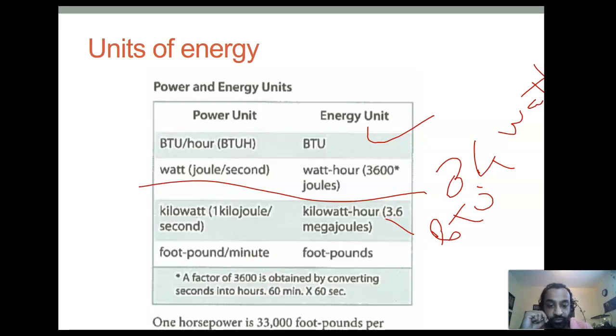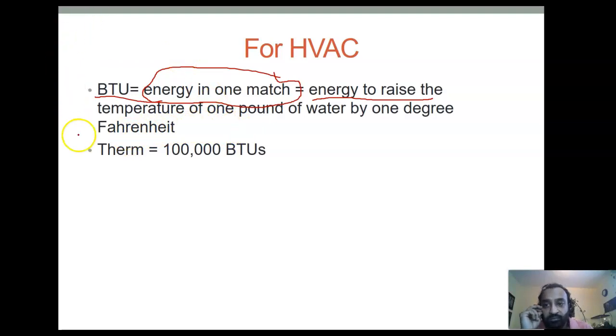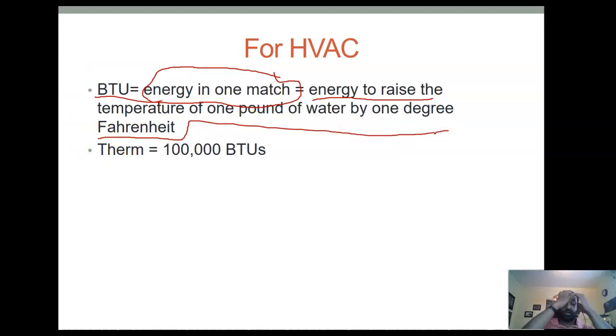Okay, so for HVAC we use BTU. That's the most common one we work with, which is actually the energy in 1 matchstick. This is how they decided this is going to be our measurement. It's also the measurement to raise the temperature of 1 pound of water by 1 degree Fahrenheit. So it's a very primitive definition at that time. It worked very well for us, and we used a lot of units based on past scientists' nomenclature. So it's good to know that.